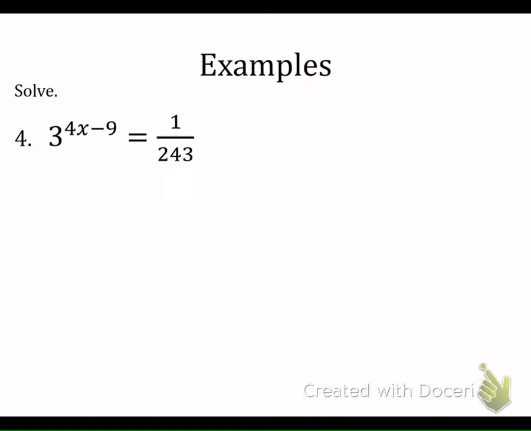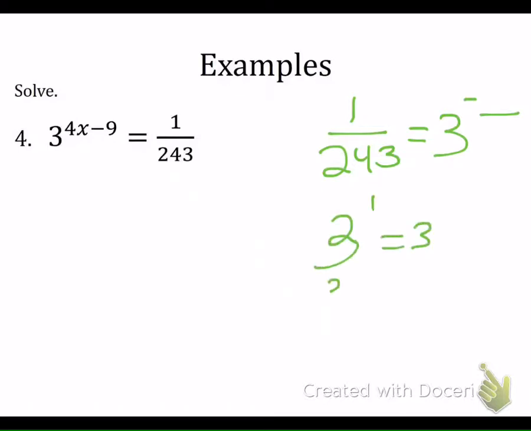So 3 to the something probably makes 243. Is that what you're saying? Okay, but it's in the denominator. So it's going to be 3 to the negative blank, right? We just have to figure out what the blank is. Let's just start making a list. What is 3 to the 1st? 3. What's 3 squared? 9. What's 3 to the 3rd?